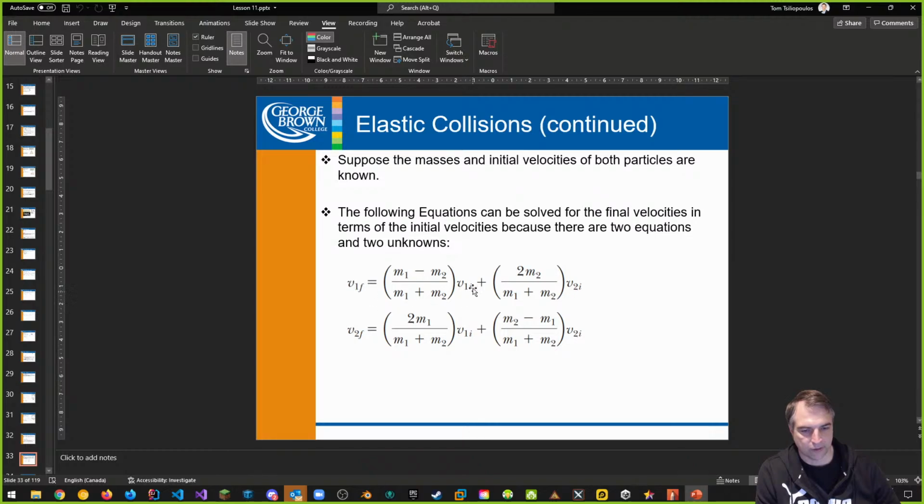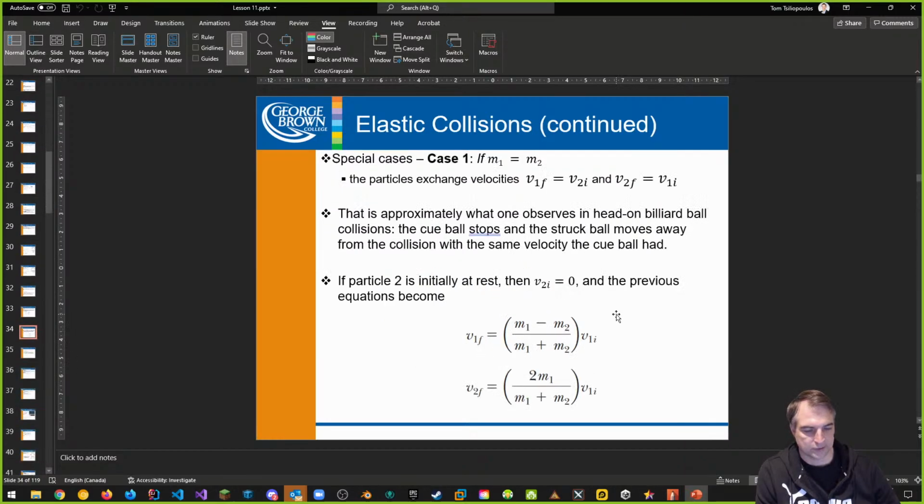So we say V1 final is M1 minus M2 over M1 plus M2 times V1 initial. We can use these equations here, and we can sub in the information that we get together to solve from one equation into the second one. Okay, so this is kind of a key point. And why? Because once we have two equations and two unknowns, we can use a system of linear equations to figure them out.